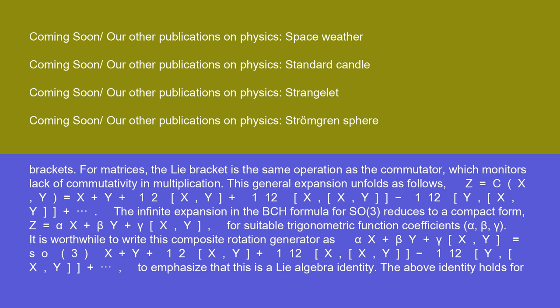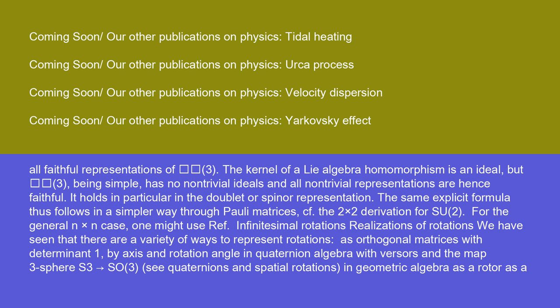It is worthwhile to write this composite rotation generator as alpha x plus beta y plus gamma [x, y] equals the BCH series x plus y plus 1/2 [x, y] plus 1/12 [x, [x, y]] minus 1/12 [y, [x, y]] plus ellipsis, to emphasize that this is a Lie algebra identity. The above identity holds for all faithful representations of so(3). The kernel of a Lie algebra homomorphism is an ideal, but so(3), being simple, has no non-trivial ideals and all non-trivial representations are hence faithful.